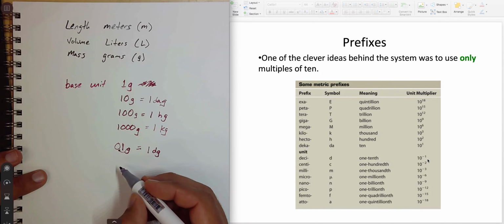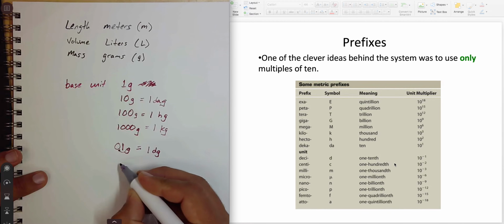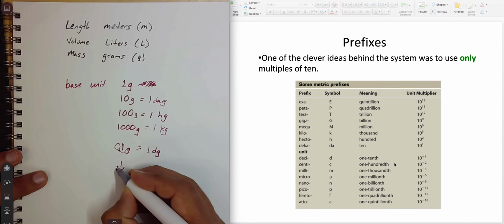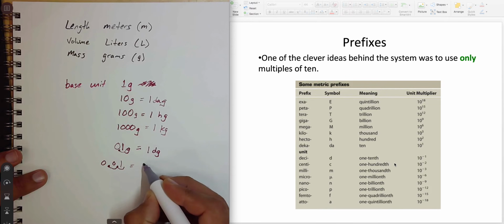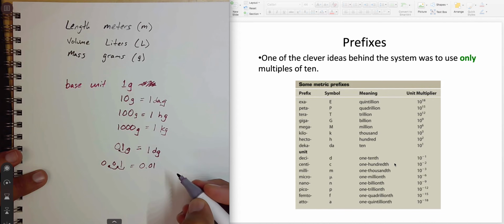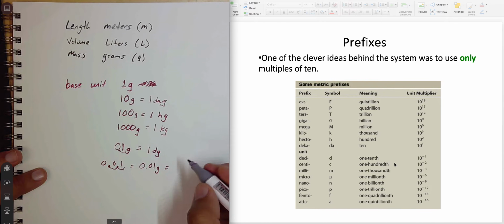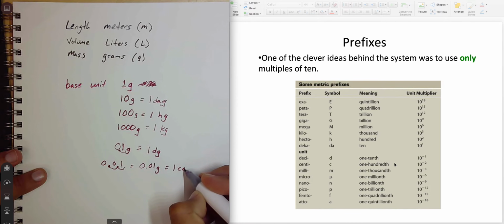Let's do it with centi. Centi is 1/100th. So 1/100th, now I take my 1, and now I'd move a decimal place 1 spot, 2 spots. I'd add a 0 there, I'd add a 0 there. So now I have 0.01. I know that might not look right. We'll go ahead and write that out, 0.01. But that's 0.01 grams. So 0.01 grams is equal to 1 centigram.